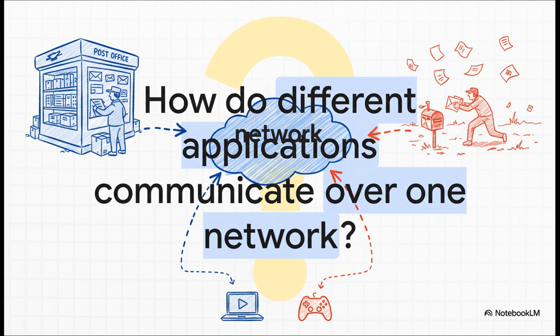I mean, really think about it. You've got one internet connection coming into your house, just one pipe. But somehow, you can be streaming a movie, someone else is on a video call, and emails are still coming through, all at the same time, and nothing gets mixed up. How on earth is that possible? Well, that exact puzzle is what the transport layer was designed to solve.